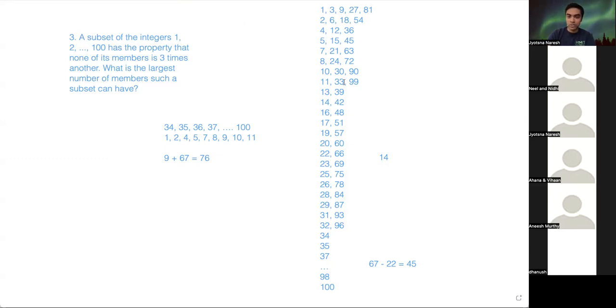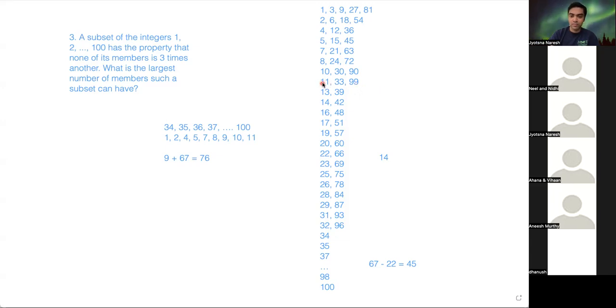Now let's move to the triples. What's the maximum I can choose from 11, 33, or 99? The maximum number of numbers. 1. Okay, so one, I could choose just 33. Is it possible to choose two of these? Yes. Which two? 11 and 99. Okay, good.